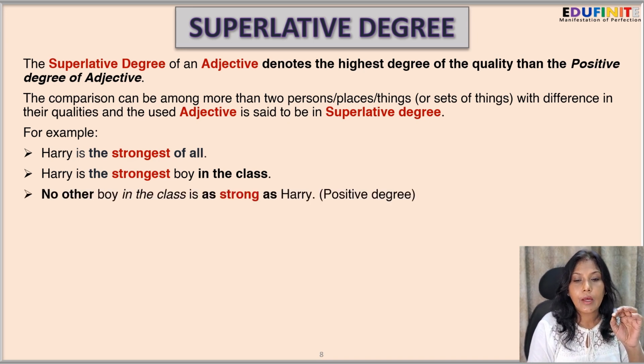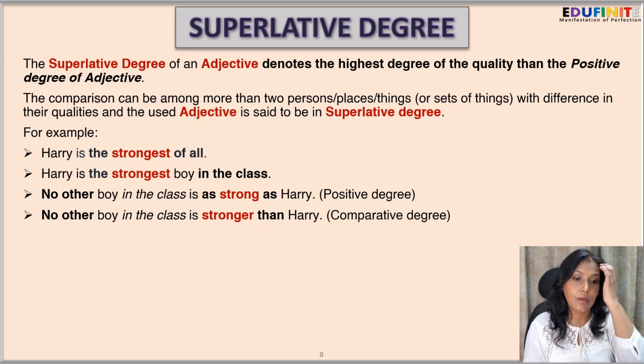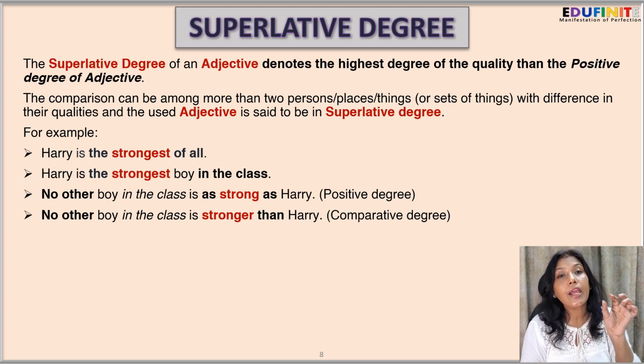Next, we can convert it into positive degree by saying no other boy in the class, because no one else is stronger than Harry, because Harry is the strongest. So no other boy in the class is as strong as Harry. Next, now to convert it into comparative degree. No other boy in the class is stronger than Harry.